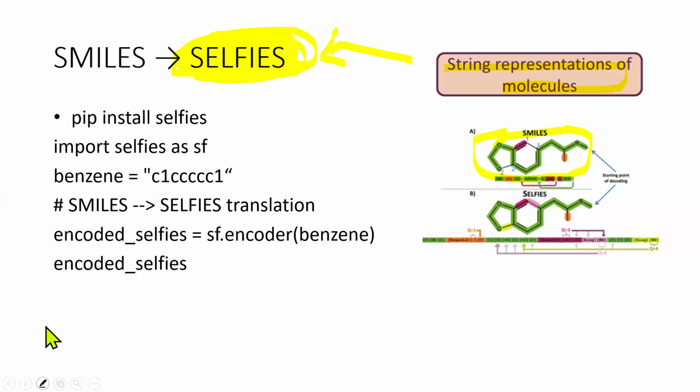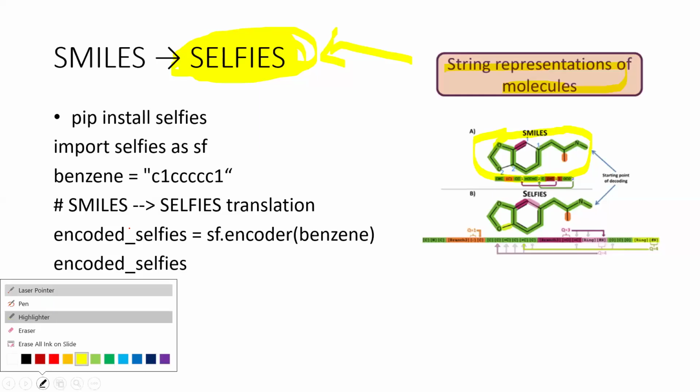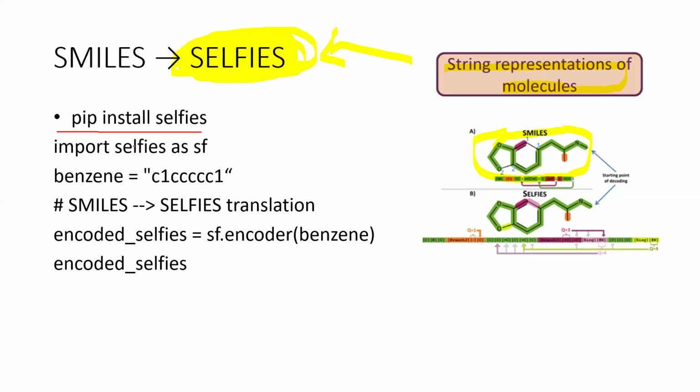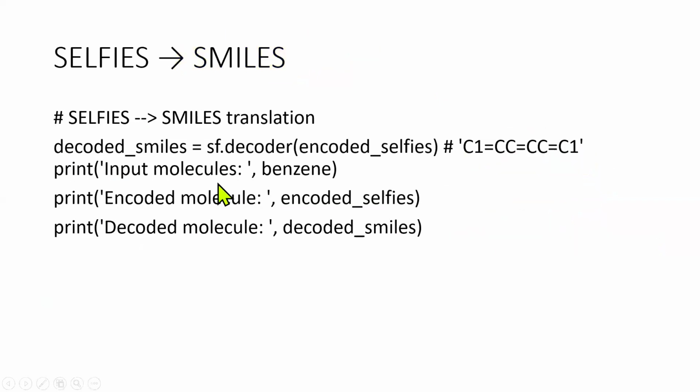Here we have pip install selfies. Instead of smiles, you import selfies, and we give the aromatic compounds in this form, and you get an encoding and decoding. These are known as the encoded SMILES and decoded SMILES, where you can see this. So this is the aspect of SMILES and SELFIES.